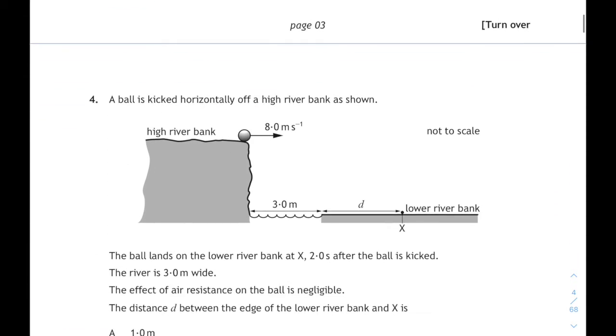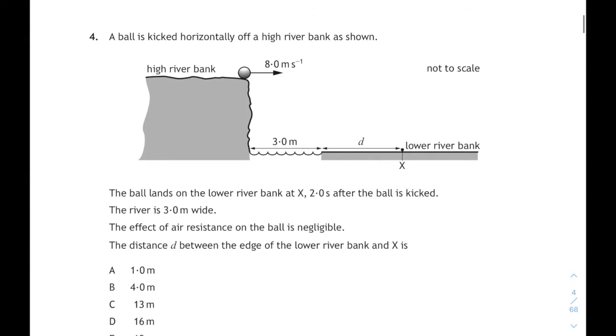Moving on, question 4. This is a projectiles question. A ball is kicked horizontally off a high river bank as shown at 8 metres per second. And the ball lands on the lower river bank 2 seconds later. The river bank's 3 metres wide. We have to calculate the distance between the edge of the lower river bank and point X.